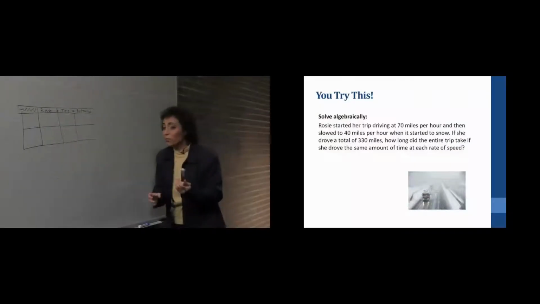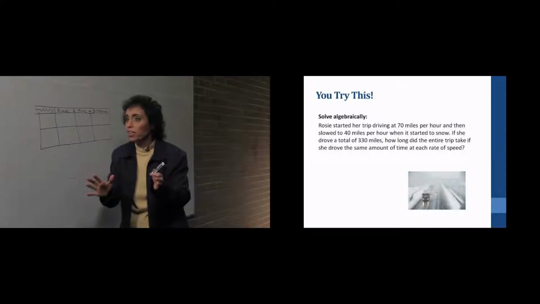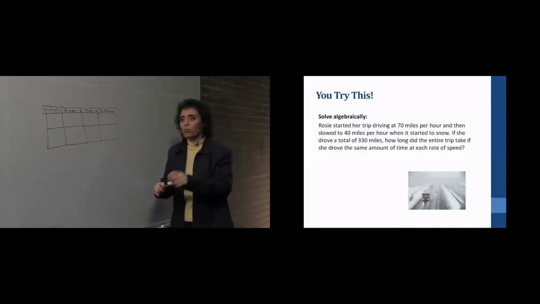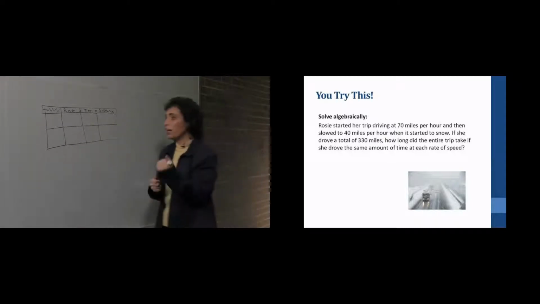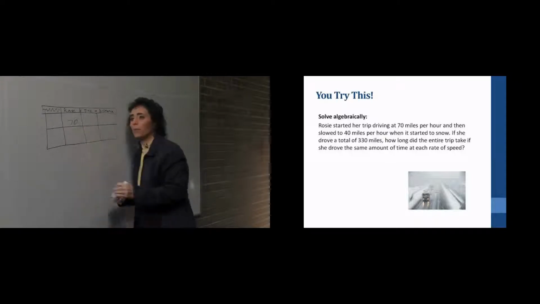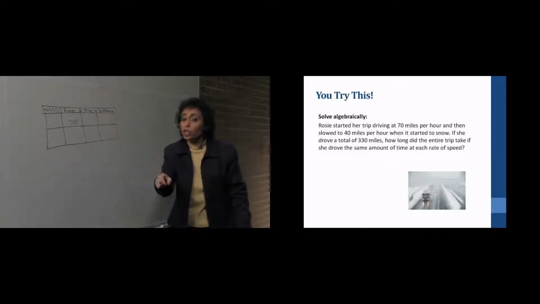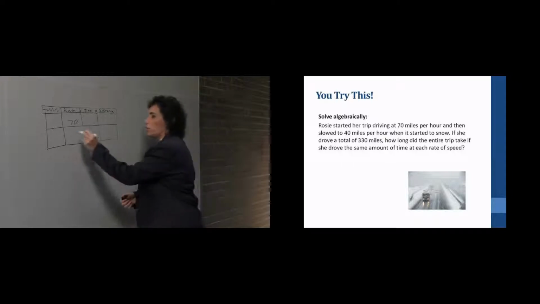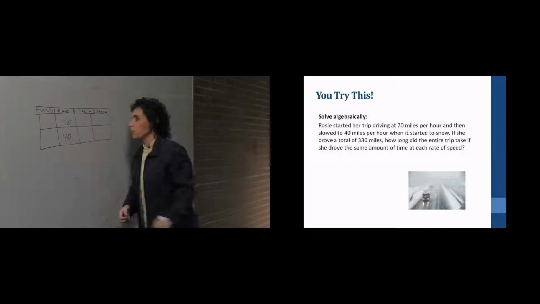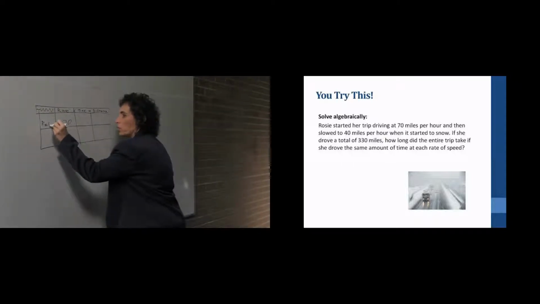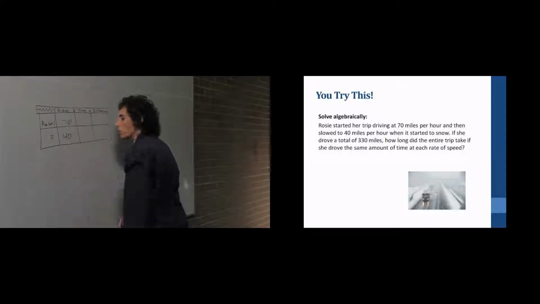All right, I knew you'd be upset if we were done, so we're not done yet. Here we go. Rosie started her trip driving at 70 miles per hour. So that's her rate. But then it started to snow, so she slowed her speed down to 40 miles per hour. I don't know what you want to call this, rate 1, maybe, snow. It doesn't matter.